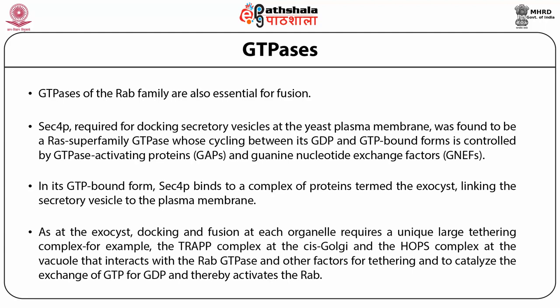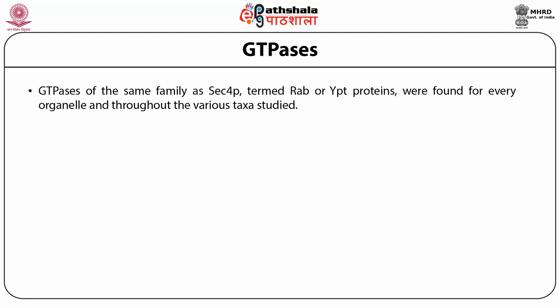For example, the TRAP complex at the cis Golgi and the HOPS complex at vesicles interact with RAB GTPase and other factors for tethering and catalyzing the exchange of GTP for GDP, thereby activating the RAB. GTPases of the same family as SEC4P, termed RAB or YPT proteins, were found for every organelle and different taxa studied. For example, RAB5-GTP is required for mammalian endosomal homotypic fusion.